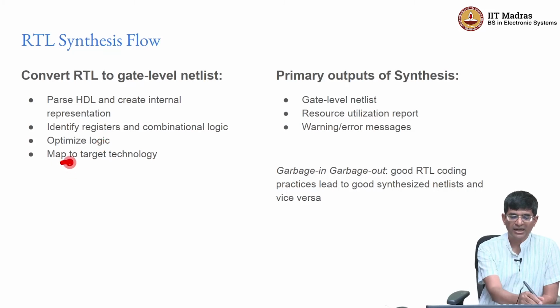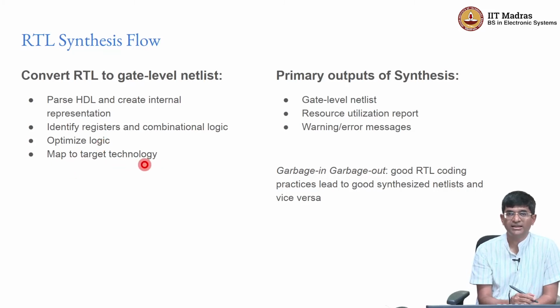And finally it maps it into a target technology, meaning that it generates an output which is a set of gates. Unlike a C compiler which generates an output which is assembly or machine language code, a Verilog compiler would generate a set of gates. But otherwise there is actually a lot more similarity between a C compiler and a Verilog compiler than there are differences. It is more in terms of what is the final target code that is being generated.